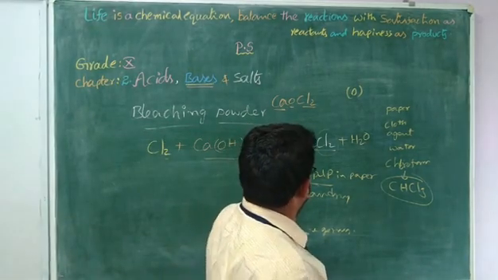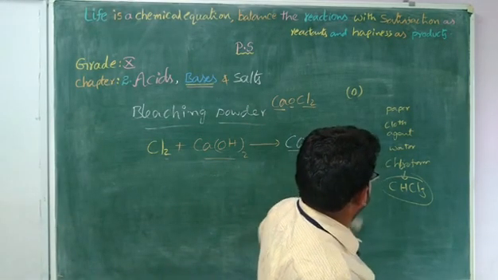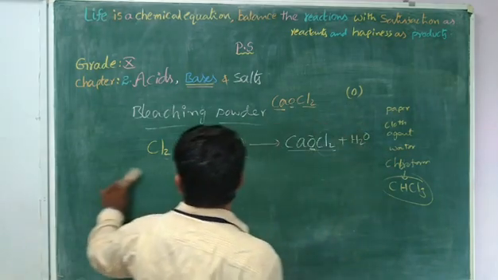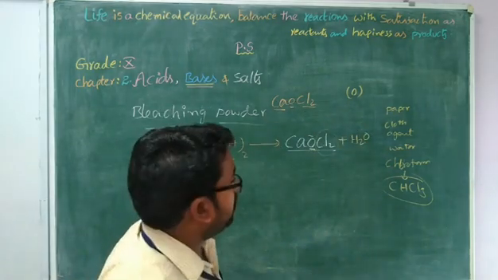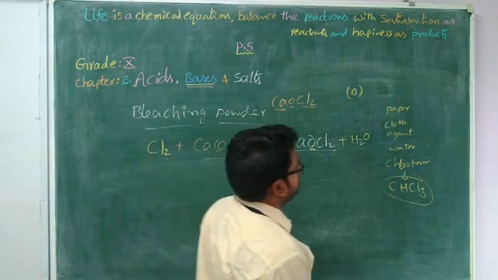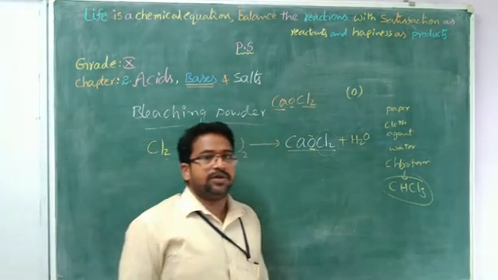Have you understood what the uses are totally? Of course, they gave us 4, but we split into 5. What are the keywords? Paper, cloth, agent, water, chloroform.